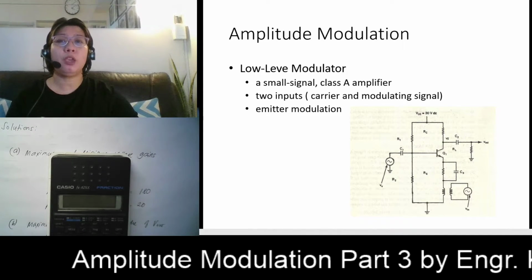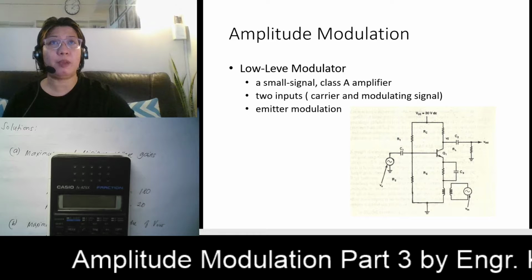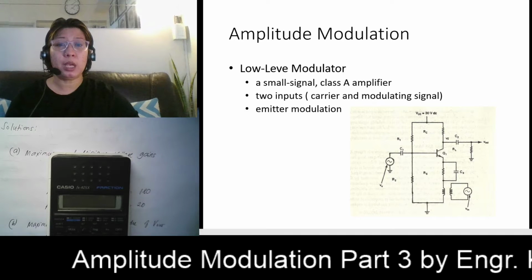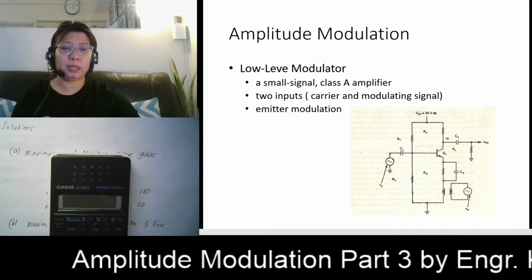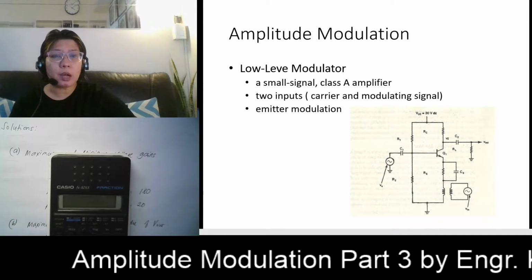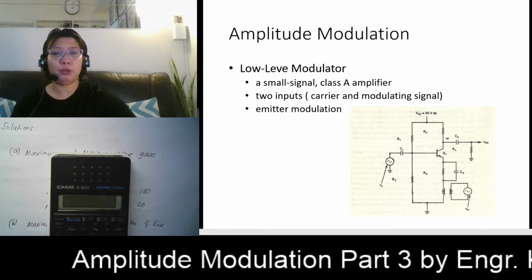So we have here your low level modulator. This is a small signal class A amplifier, so it definitely has two inputs. Our first input is your carrier, which is directly connected across your base terminal. And then we have your modulating signal, which is applied across your emitter terminal. Since the modulating signal is applied across your emitter terminal, we call this class emitter modulation.